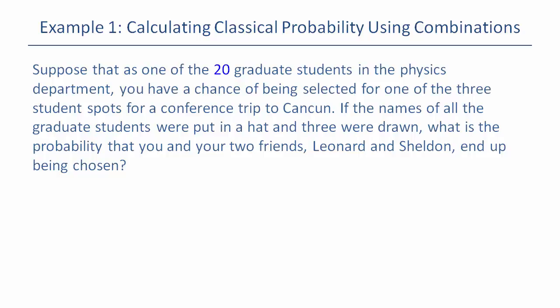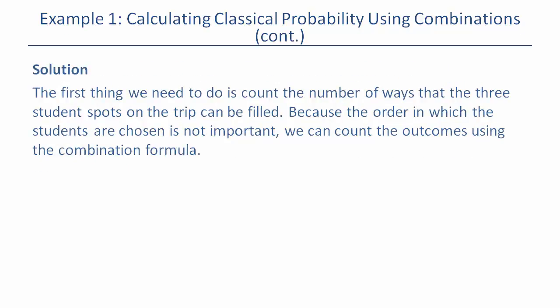So here's a simple example. Suppose that you are one of 20 students, and they're going to select 3 students and send them off to a conference trip in Cancun. And if all the names are thrown in a hat, right, and they pull 3 out at random, what's the probability that you and your 2 friends, Leonard and Sheldon, all end up being chosen? Well, first we have to figure out the total number of ways we can choose 3 students from amongst 20. And then we have to figure out how many ways the 3 of you can be chosen from that group of 20.